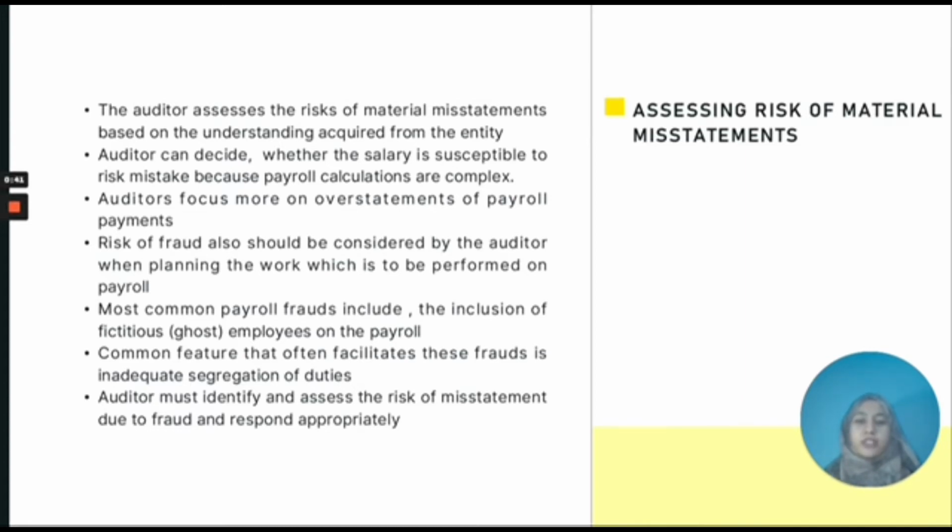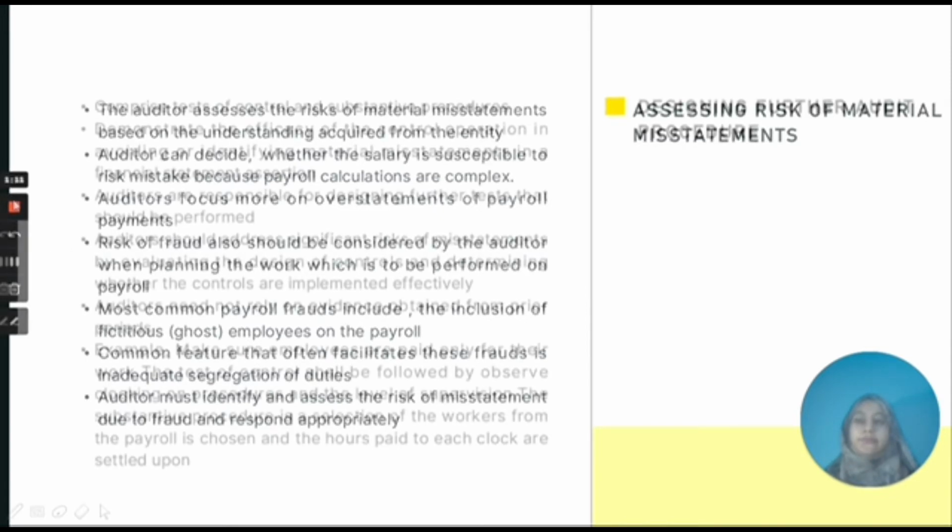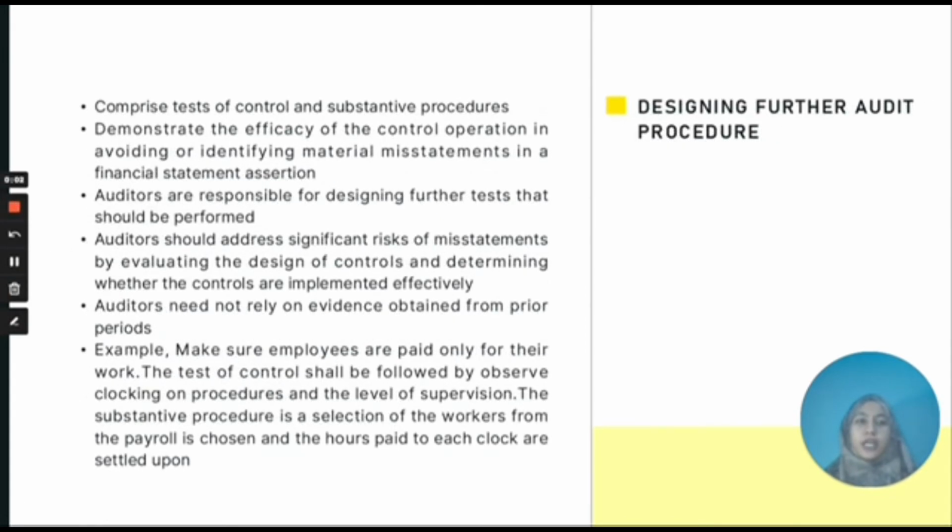Most common payroll fraud includes the inclusion of fictitious, which means ghost, employees on the payroll. A common feature that often facilitates this fraud is inadequate segregation of duties. Fraud can be hard to prevent in the event of collusion between workers. Although it is not the auditor's duty to obtain adequate proof of fraud, the auditor must identify and assess the risk of misstatement due to fraud and respond appropriately.